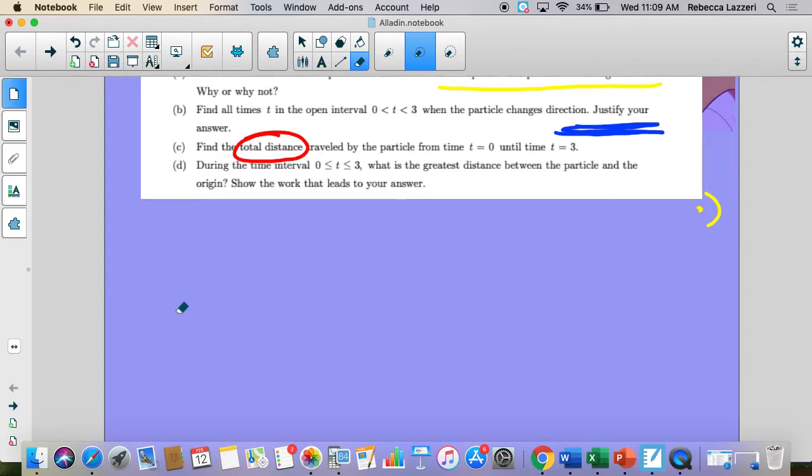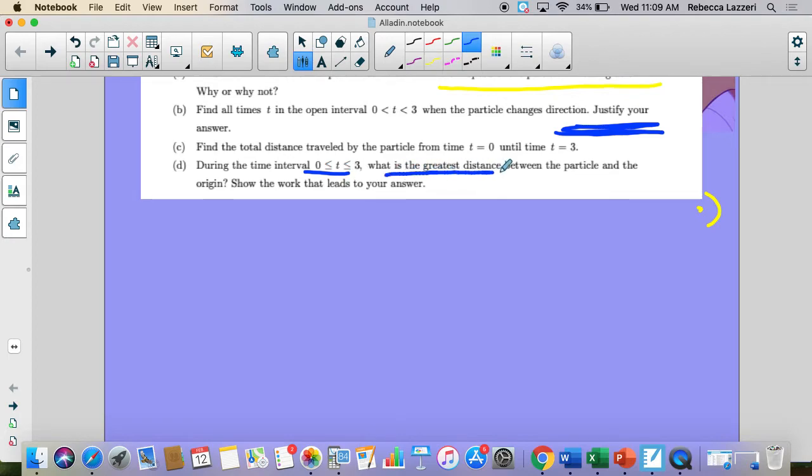So how will I logically know the greatest distance between the particle and the origin? Here's what I did. I didn't like this question either, Grace, but I have to do them, okay? During the time interval 0 to 3, I'm going to stay there. What is the greatest distance? And I read it and went, what? So I went back and I thought, what word can I look at? Always look for a key to unlock, okay? Greatest distance. That's the derivative of distance. Oh, that's the velocity, okay?